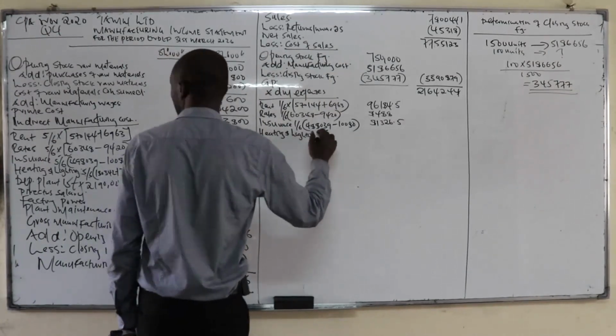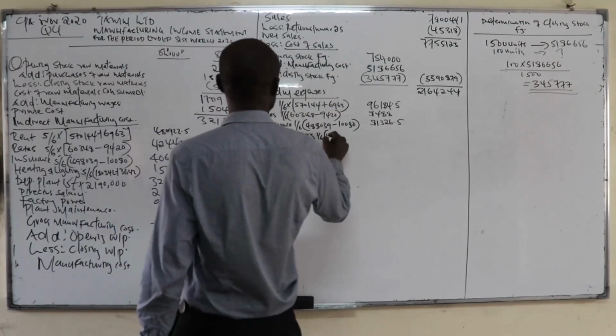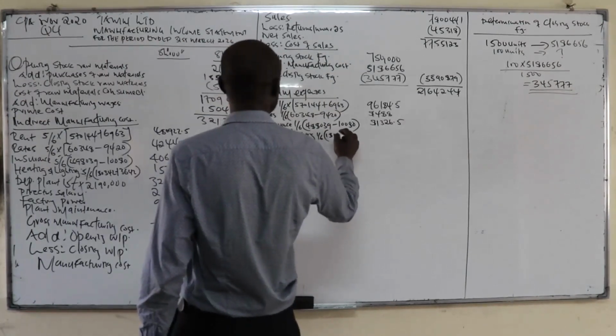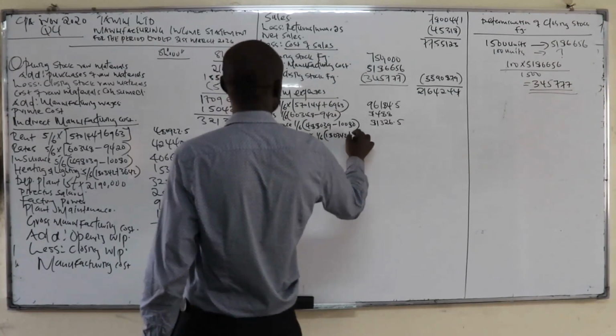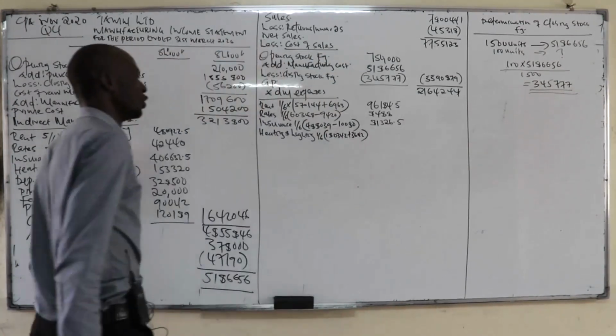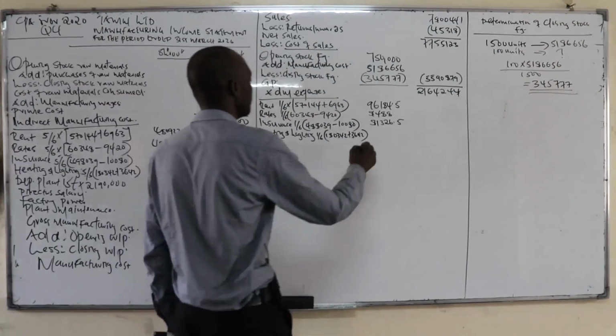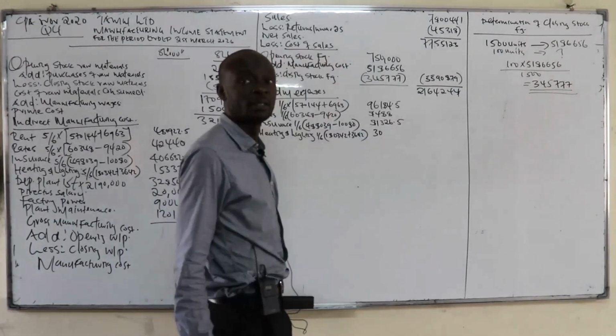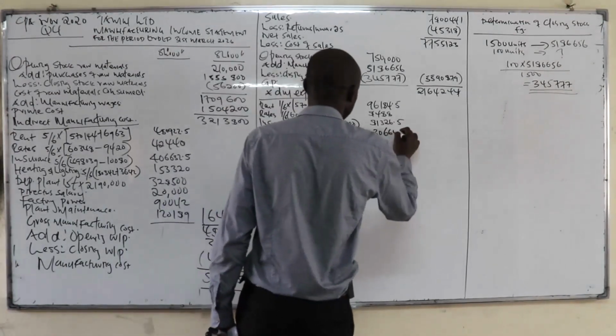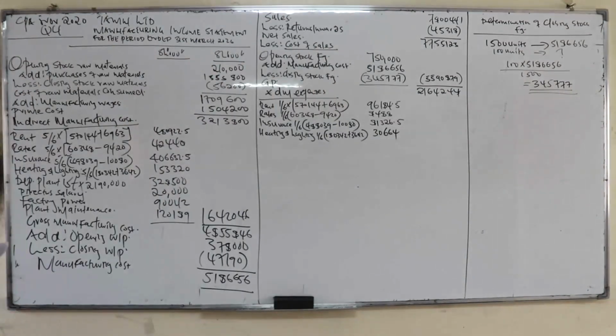And then we go to heating and lighting. One out of 6, 180,342 plus 36,42. What do you get? 30,36,664. That is heating and lighting. So we are through with those expenses that were shared between the factory and admin in notes number 1, 2, and 4. So we go to depreciation.